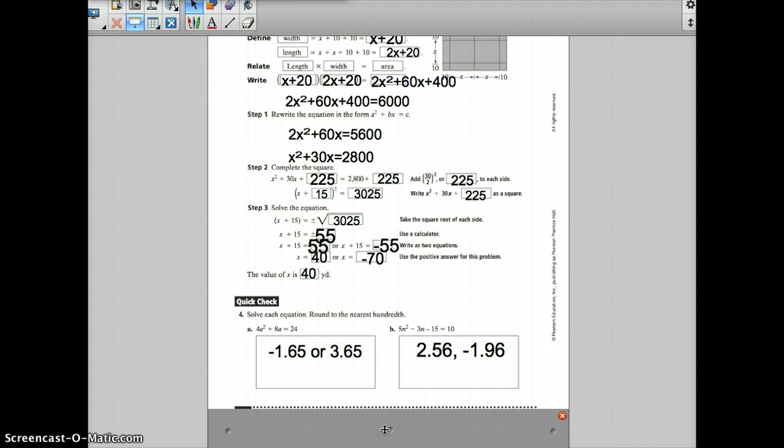Here we go. You can see that completing the square is great when the values are not necessarily pretty numbers. They're usually irrational numbers or decimals, and it's hard to factor, and even graphing sometimes will give you some answers that you question. So completing the square is a method to find a lot of irrational answers in quadratic equations.